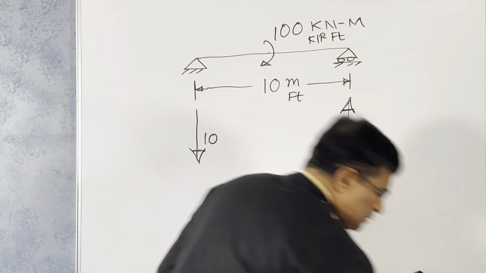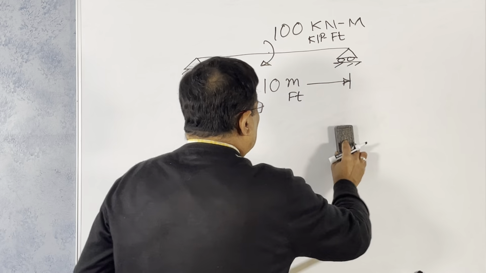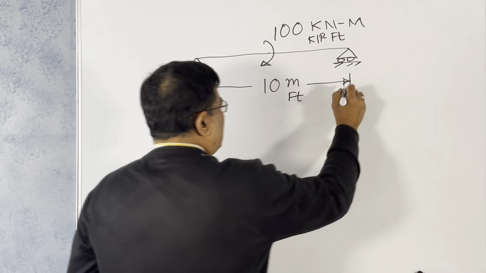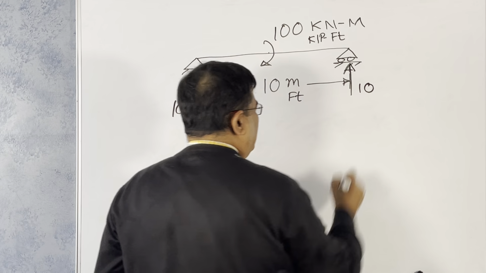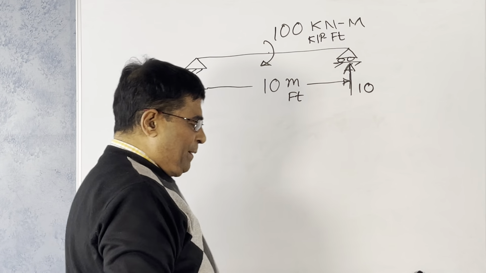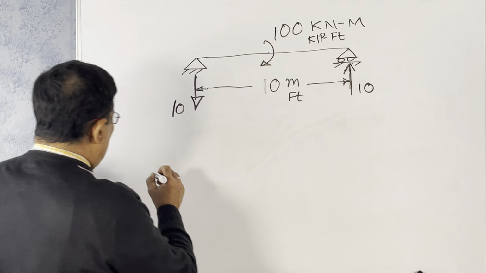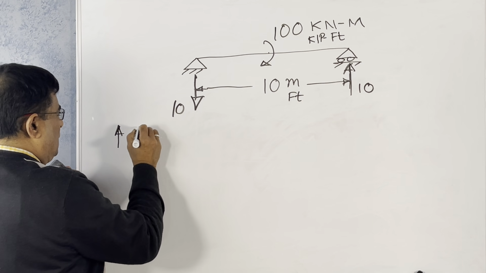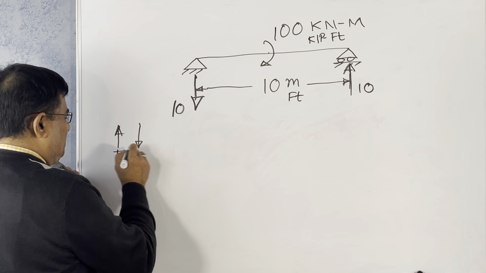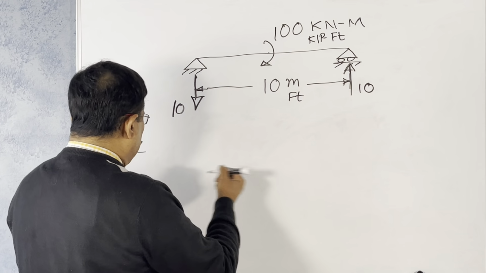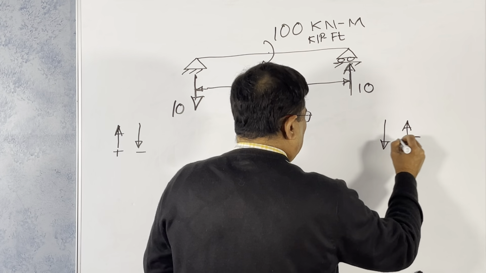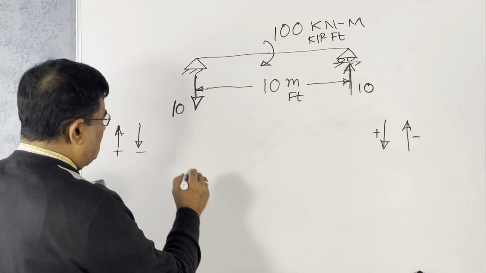How to draw the bending moment and shear force diagram? Look here. Here we have 10 downward, here upward 10. Now draw the bending moment and shear force diagram. We have a convention of shear force like this. If you consider from left to right, upward is negative, downward is positive. So take that convention.